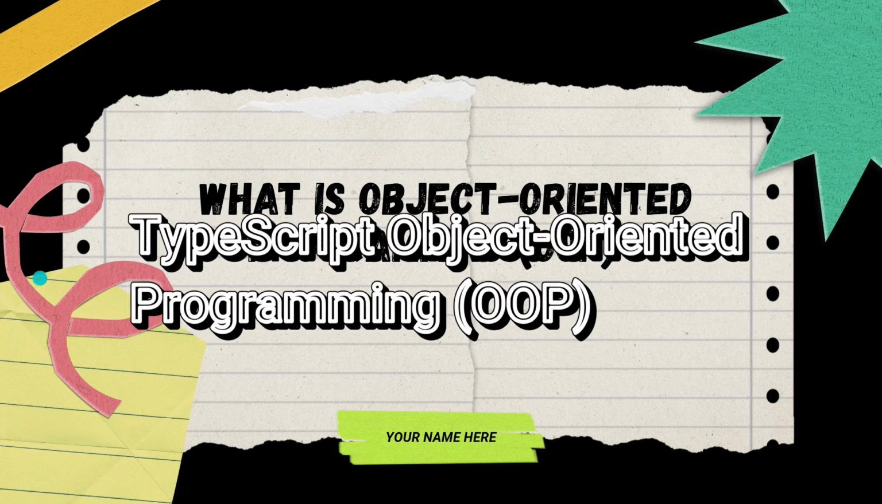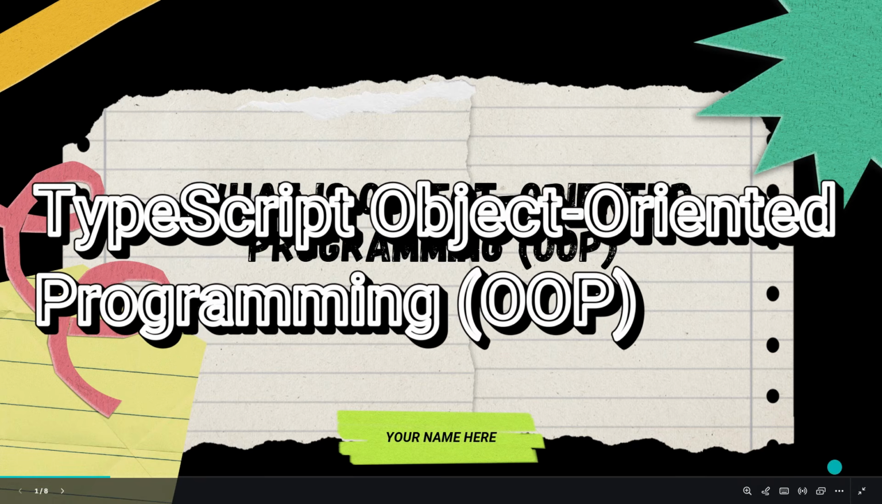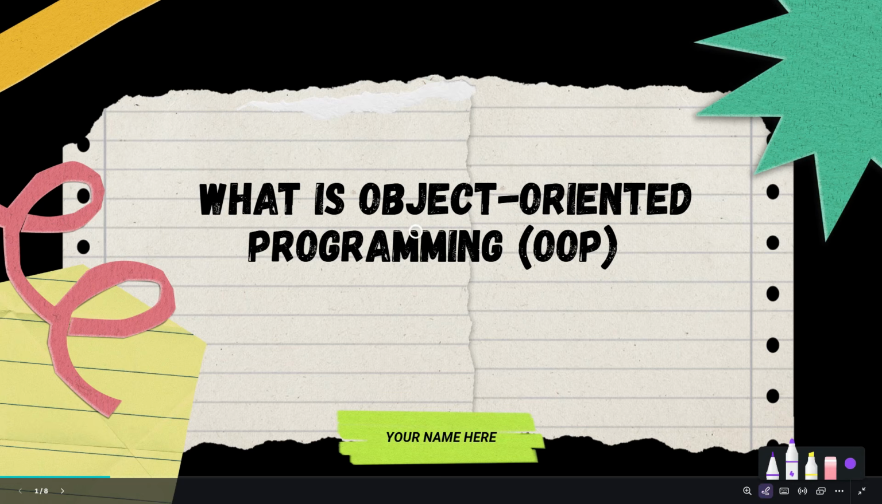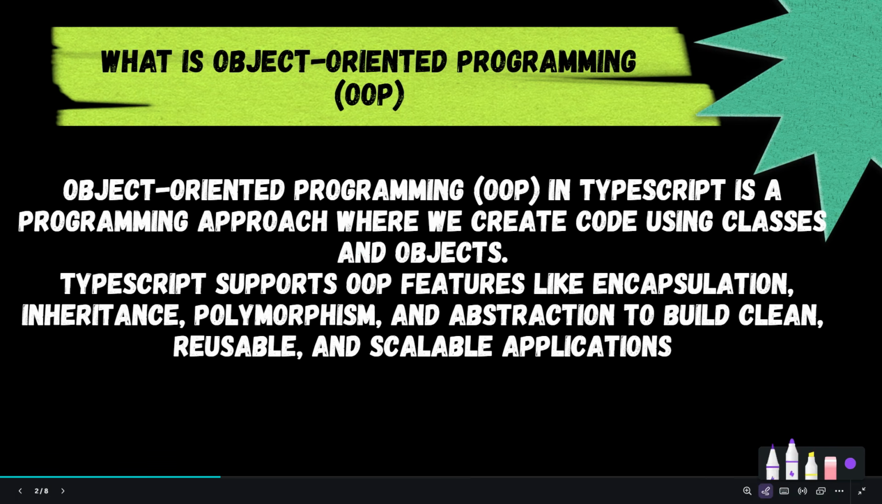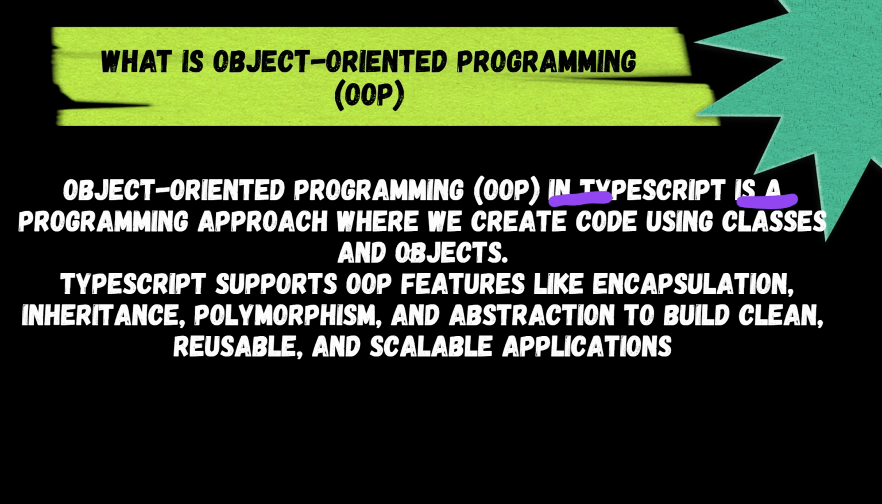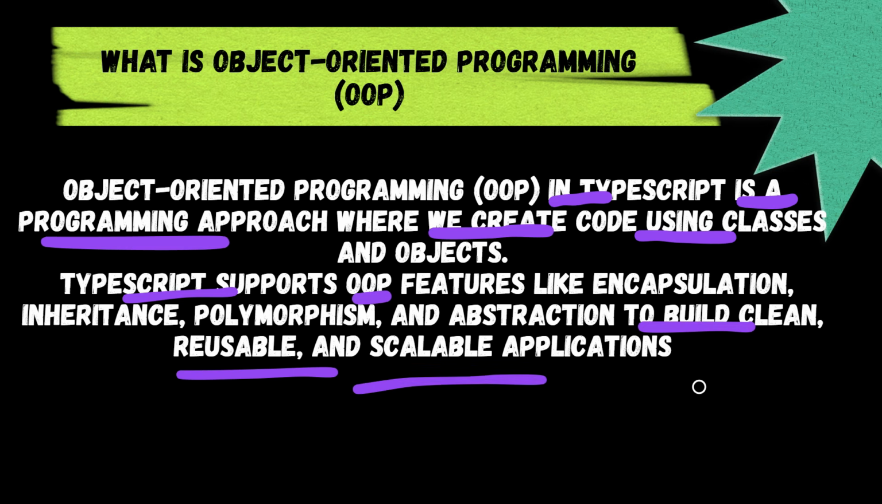Hello everyone, welcome back. From this lecture, we are focusing on the OOPS concepts. What is object-oriented programming? Object-oriented programming in TypeScript is a programming approach where we create code using classes and objects. TypeScript supports OOPS features like encapsulation, inheritance, polymorphism, and abstraction to build clean, reusable, and scalable applications.